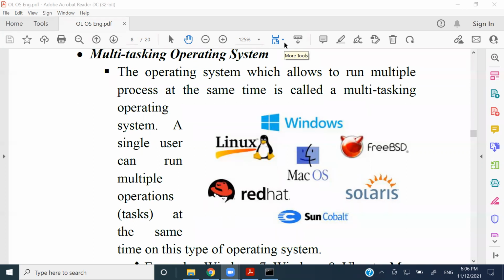If you take a computer, definitely nowadays the operating systems you are using can be called multitasking operating systems. So many different tasks can be performed at a given moment, right? That kind of operating system is called a multitasking operating system.